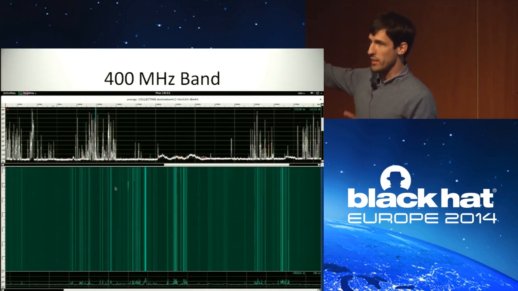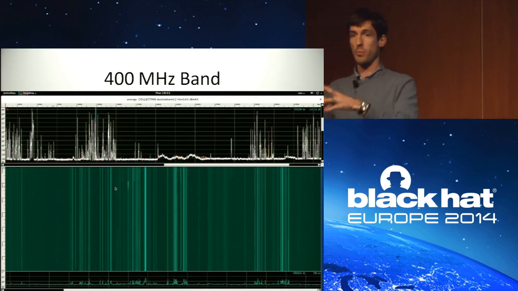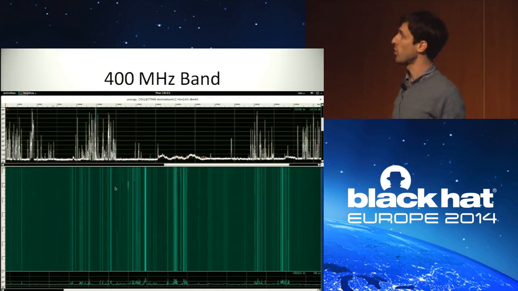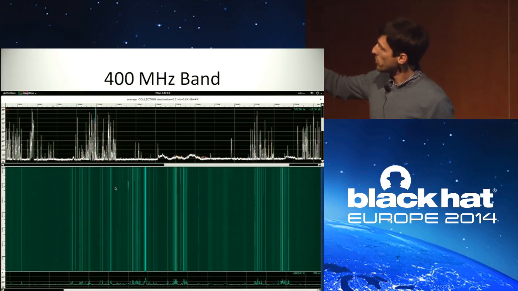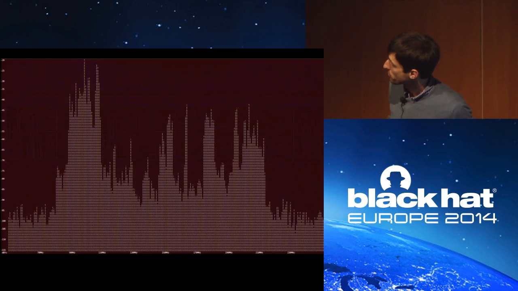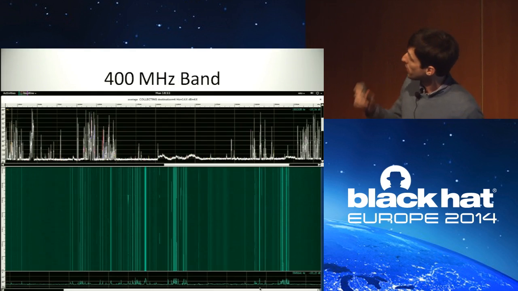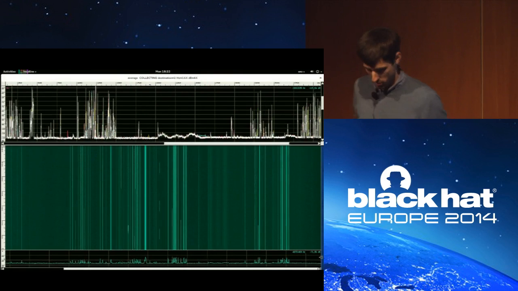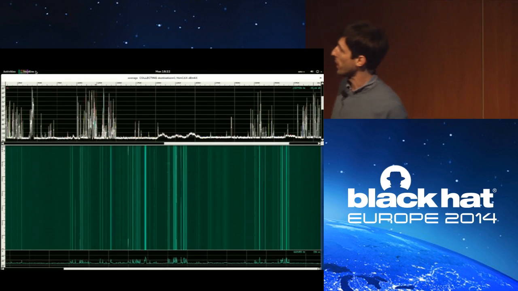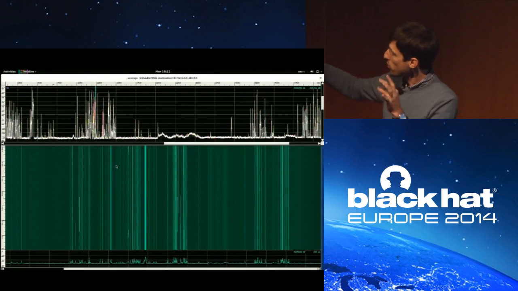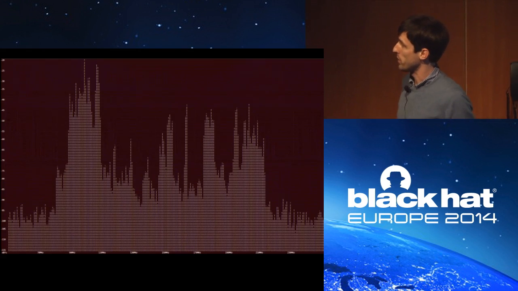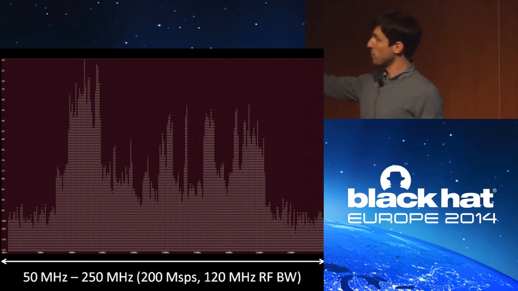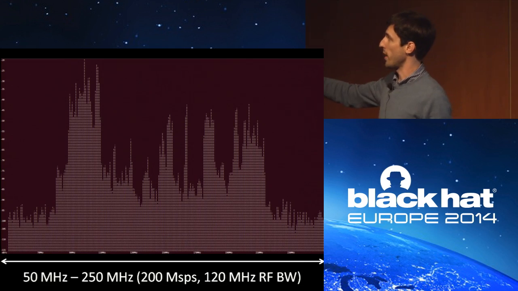So this is actually looking at a different part of the spectrum now. This is the 400 megahertz band where you often have a lot of utilities and trunking control channels for fleet comms and so on. And what's interesting here is that this is actually 100 megahertz worth of bandwidth. So you can see here there's an awful lot of activity, bursts going on and so on. So that's actually pulling in twice the bandwidth now. And then if you really want to go crazy, you can even pull in 200 megahertz worth of bandwidth, really 120 megahertz of usable RF bandwidth.